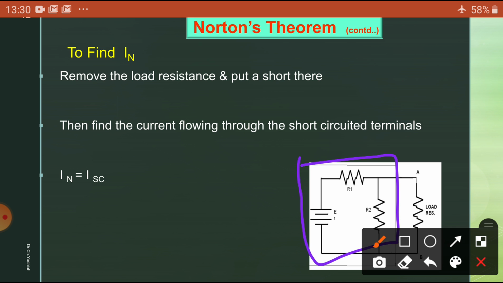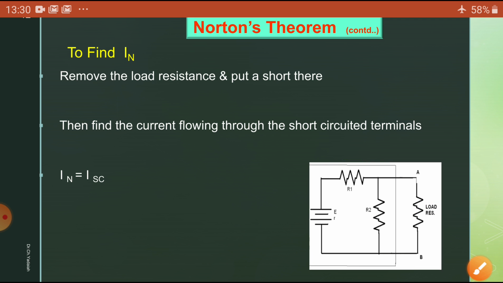What does it consist of? It consists of the voltage source, which is equal to E. It has the resistance R1. It has the resistance R2, and here is the load resistance connected here. Okay, so one circuit is given. Now what is happening here? You can see here.